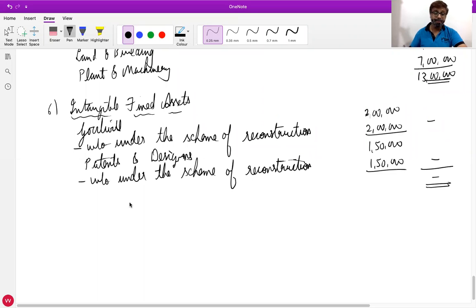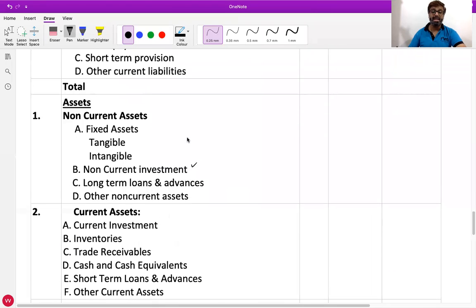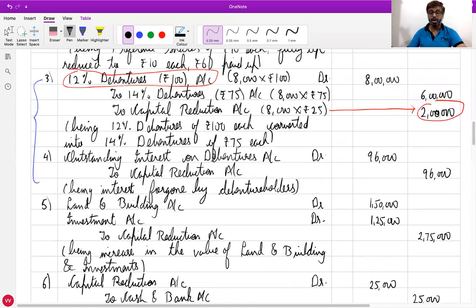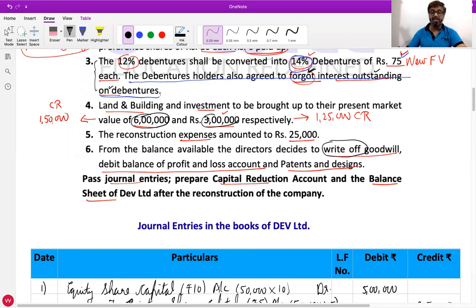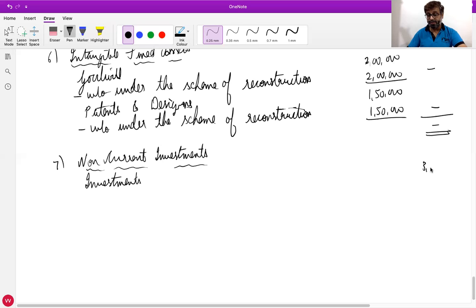Total also nil. Now after intangible fixed assets, non-current investments are also there. Their value is increasing, so directly we will write the new value of 3 lakhs. All of you can see in the adjustments, the non-current investments are of 3 lakhs. Do you find it? Yes, sir. Non-current investments 3 lakhs. Total also 3 lakhs.